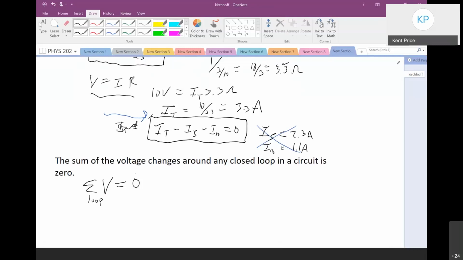Okay, what does that mean? Well, go back to the height analogy. Remember, voltage is sort of like height. So in the height example, the sum of the voltage changes around any closed loop equals 0 means the sum of the height changes around any closed loop is 0.